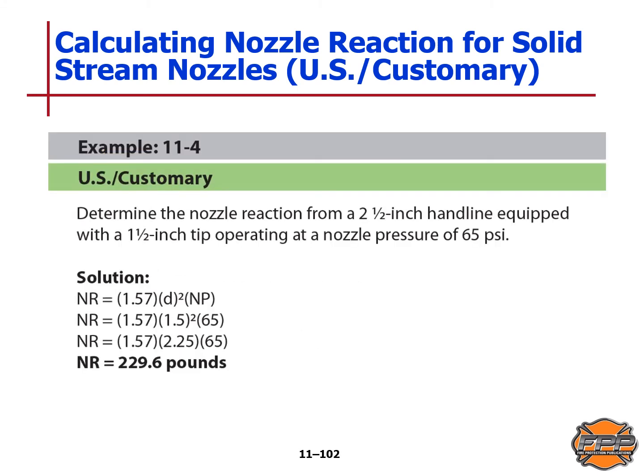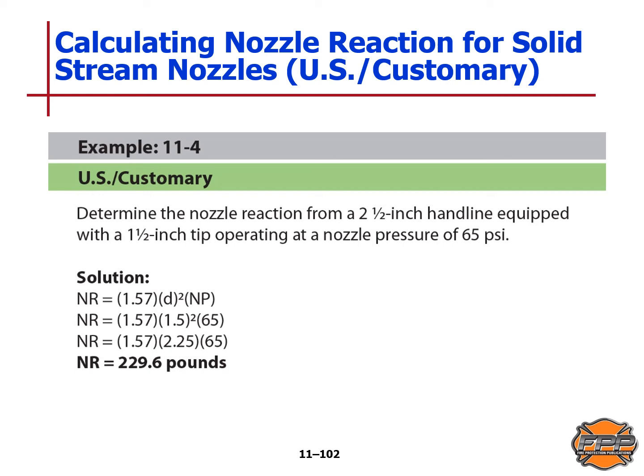Here's an example in US measurement. Determine the nozzle reaction from a 2.5-inch hand line equipped with a 1.5-inch tip operating at a nozzle pressure of 65 psi. Under the word solution, the first line is your formula again. NR equals 1.57 times diameter squared times NP, which is nozzle pressure. So your constant times your diameter squared times your nozzle pressure gives you your nozzle reaction.